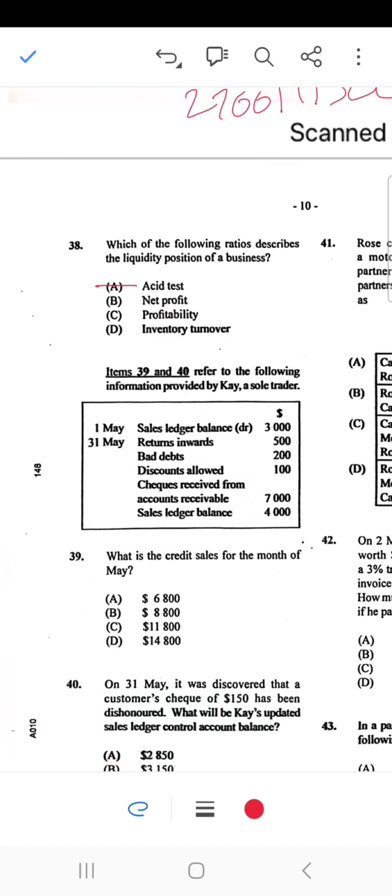Number 39, what is the credit sales for the month of May? So, there's two ways we could do this. We could do it like how we were doing it before, when we draw the T account, or we can just do some additions and some subtractions. I'm going to draw the T account just to make it a bit clearer for you all.